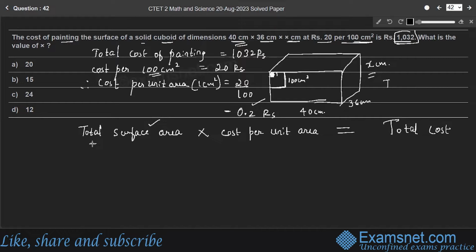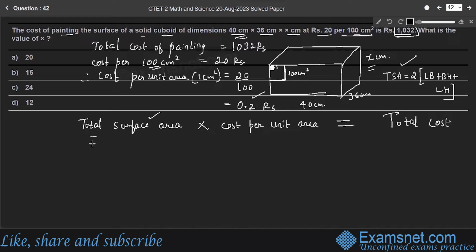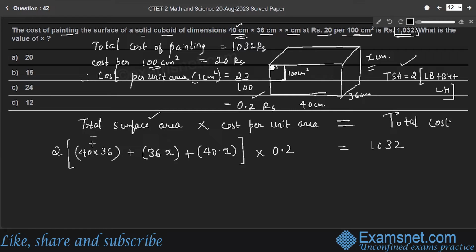For that, we use the formula: TSA, total surface area of the cuboid, is 2 times length into breadth plus breadth into height plus length into height. So let us find total surface area, simultaneously taking the cost. Total surface area is 2 times length into breadth, 40 centimeter into 36 centimeter, plus breadth into height, 36 centimeter into x centimeter, plus length into height, 40 centimeter into x centimeter, into cost per unit area 0.2 rupees is equal to total cost, which is 1032 rupees.